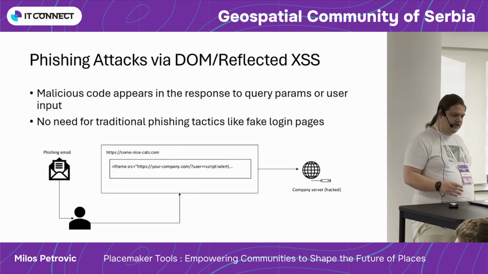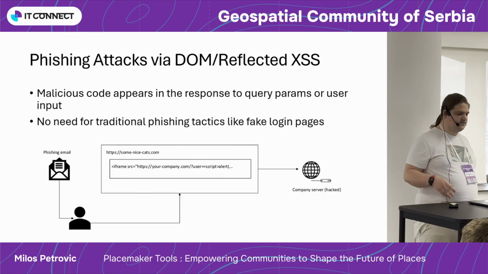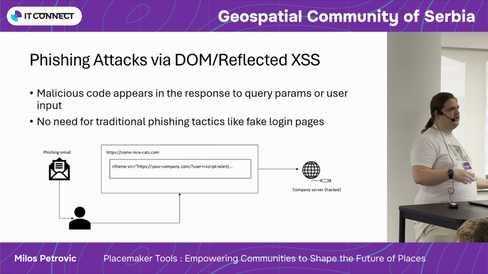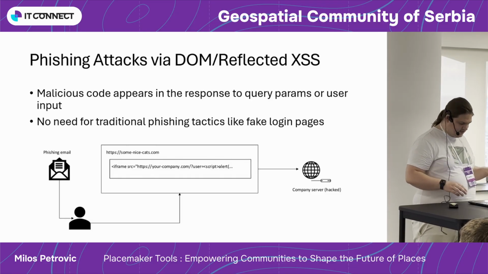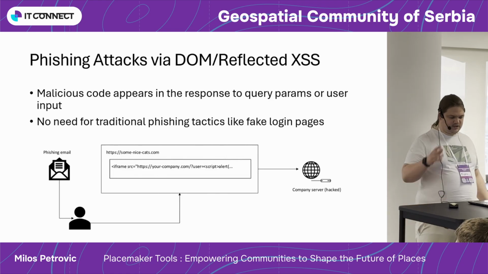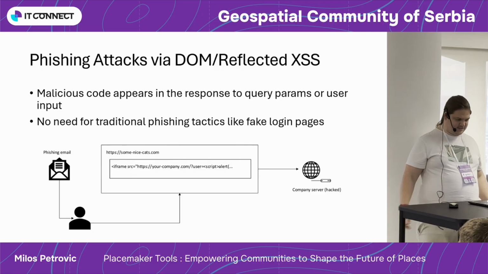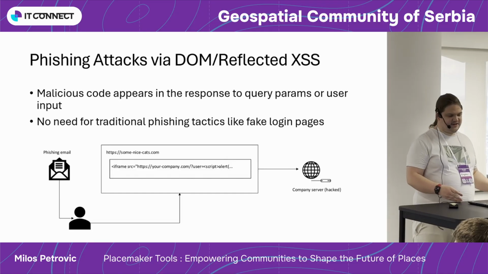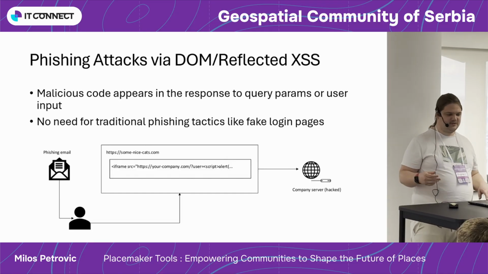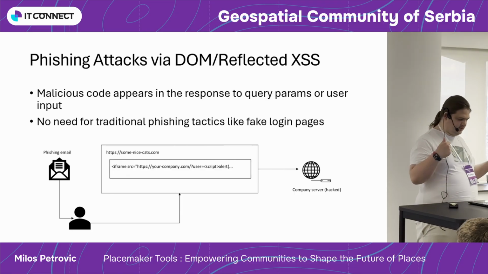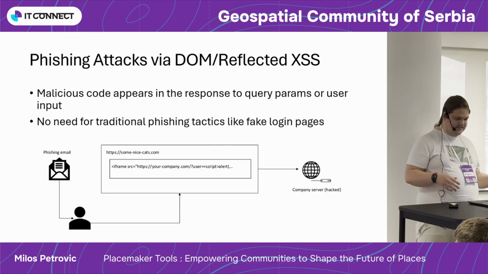There is a vector called phishing attacks via DOM or reflected XSSs. It's not like classical phishing where you have a fake login page and you just say, here's my login, here's my password, and two-factor authentication code. No, you can just visit a website about some nice cats. You just scroll, that's nice cats, and you have an iframe on your service that is being injected with code. It's reflected, meaning your web page reflects some input.